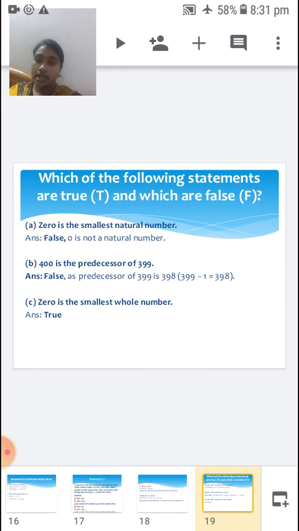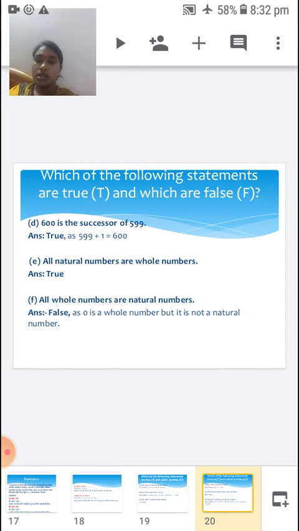Okay. So next we have the third question. 0 is the smallest whole number. Let me repeat the question. 0 is the smallest whole number. So is it true or false, children? Yes, it is true, because 0 is the smallest whole number, and whole numbers usually start with 0 and they increment up to infinity. Okay, children? So 0 is the smallest whole number.